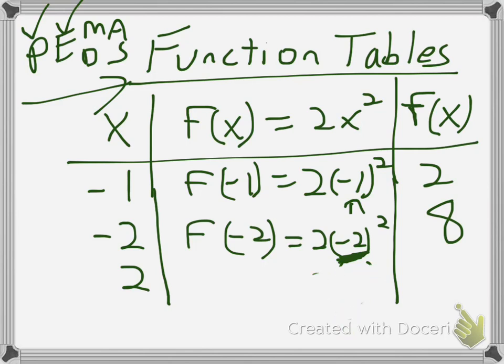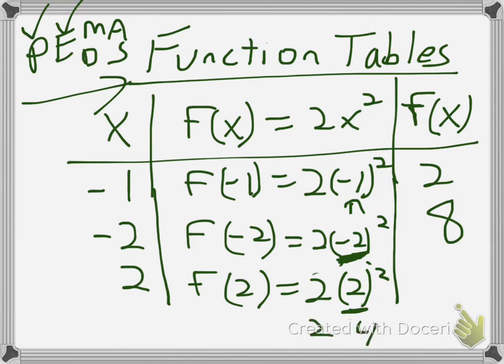And then for my last one, the same deal, except I don't have a negative on this one. So it would be f of 2 equals 2 parentheses 2 squared. And again, I'm going to do parentheses, but there's nothing in there. So I do exponents, and 2 times 2 is 4. I bring down the 2. So 2 parentheses 4 means 2 times 4, which is also 8. So those are my 3 ordered pairs: -1, 2; -2, 8; and 2, 8.